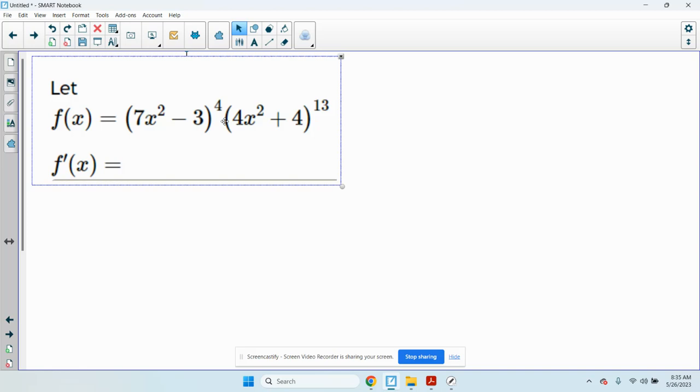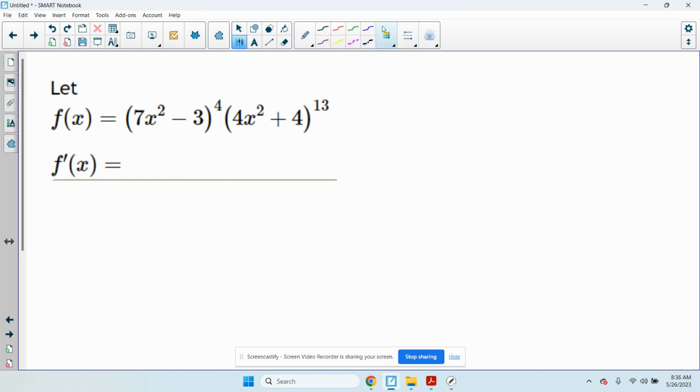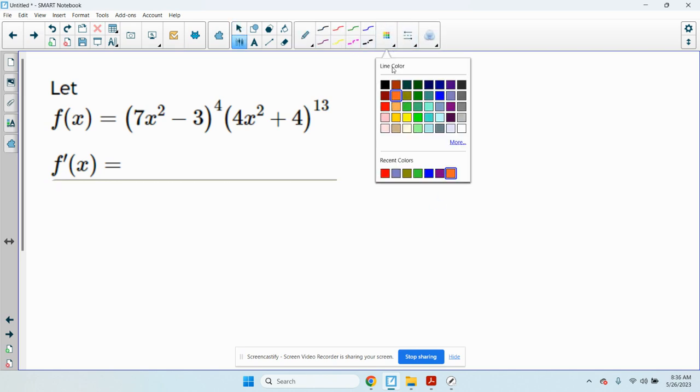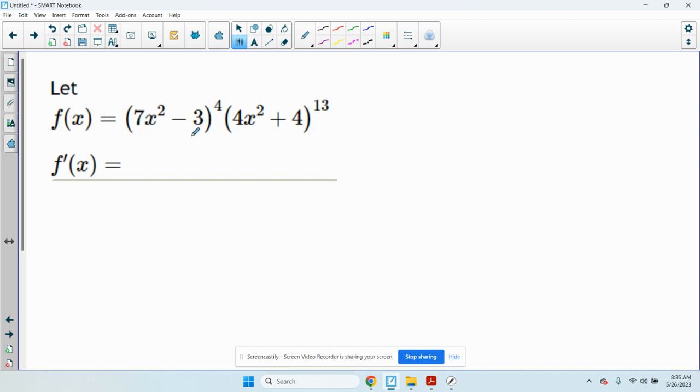Okay, a lot of these problems in the problem set get a little messy, but don't let them intimidate you. You're just going to follow the formula sheet for every single one of these. So here it looks like we have the product of two things, here and here, and it's a product of two nested functions.